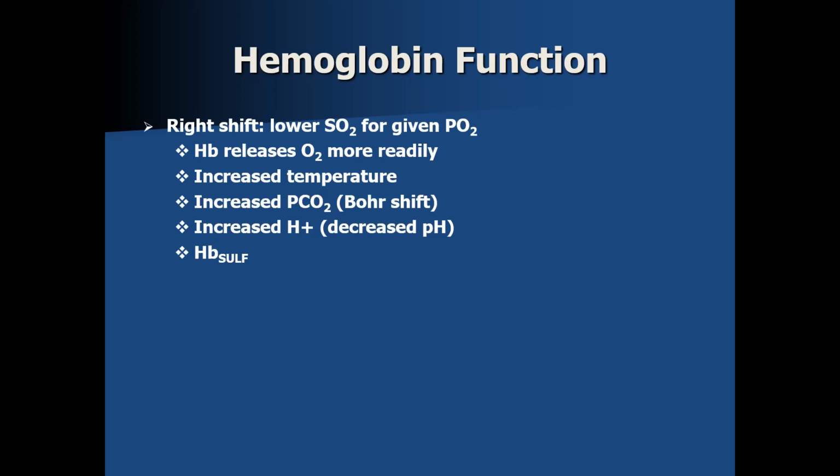Although this may appear to be harmful, in fact, rightward shifts improve tissue oxygenation by facilitating release of oxygen to the tissues. Circumstances that shift the curve to the right include increased temperature, increased PCO2, this is known as the Bohr shift, increased hydrogen ion concentration or decreased pH, and sulfhemoglobin. We will address sulfhemoglobin in detail later on.